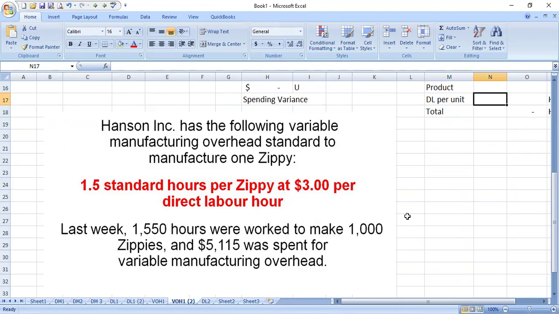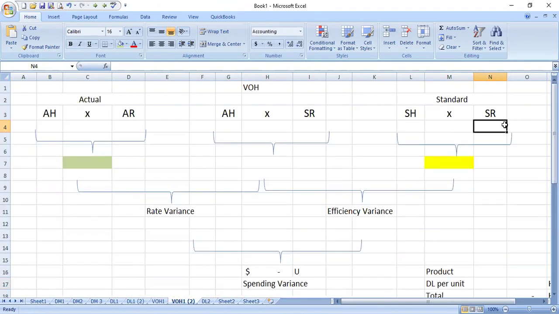This company is using the following variable overhead standard to manufacture. So the question is, which variance are we doing? Variable overhead, which we can see in the question. What they're using as a driver for the overhead, we can see later; once you see direct labor hours, that means direct labor hours are driving the overhead. So how are they applying the overhead? Based on their standards, 1.5 standard hours per 1 unit at $3 per direct labor hour. So we have our standard rate, which is $3 here and $3 here.